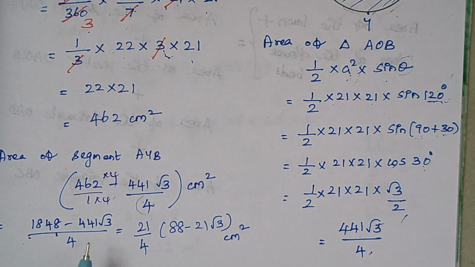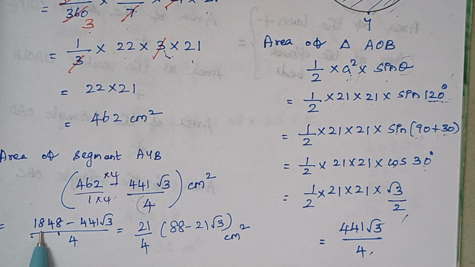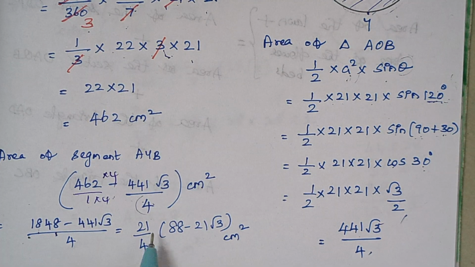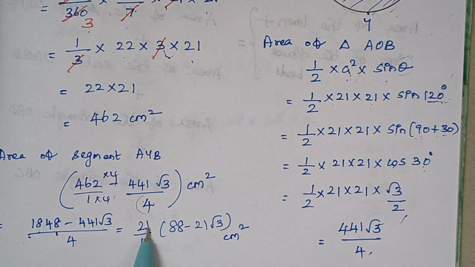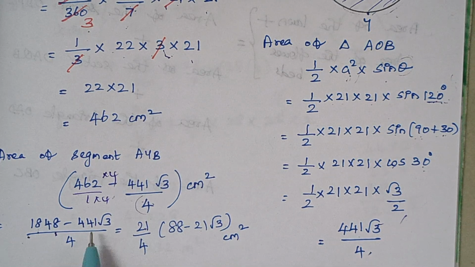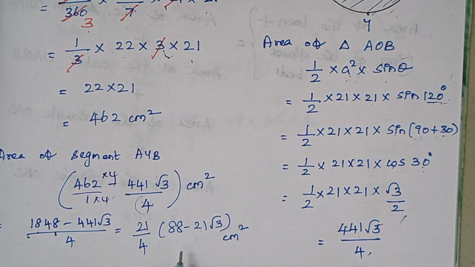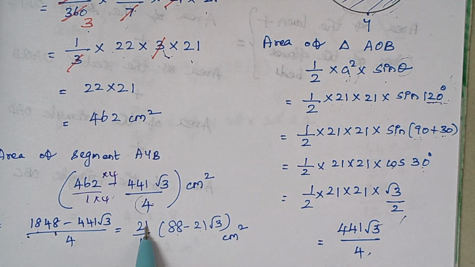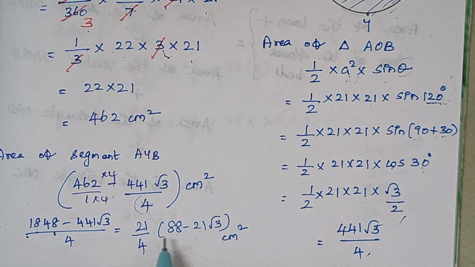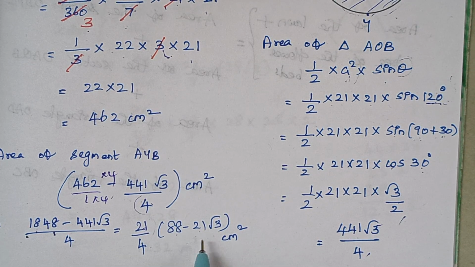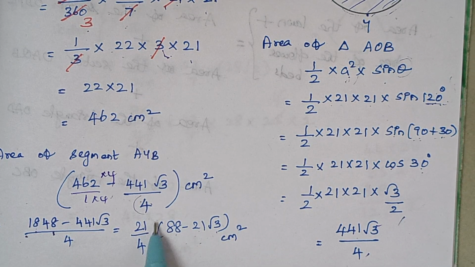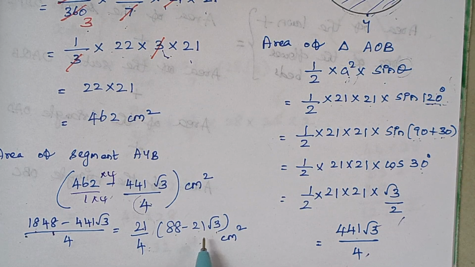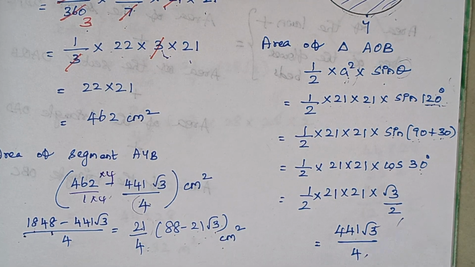Now these two terms are divisible by 21, so I am taking this 21 commonly outside. That is, 21 square gives 441 and 21 into 88 gives 1848. So I am taking this 21 commonly outside, and the remaining terms are 88 minus 21 root 3. So the answer is 21 by 4 into 88 minus 21 root 3 centimeters square.